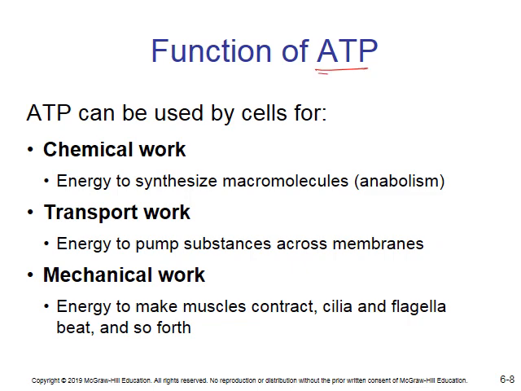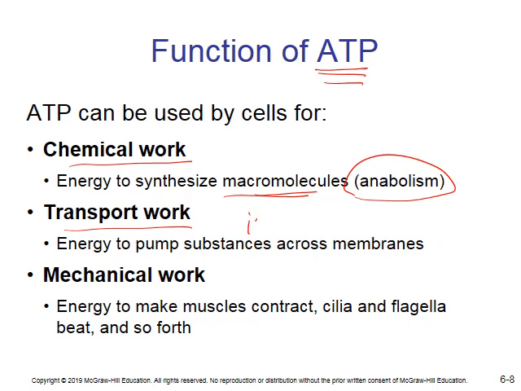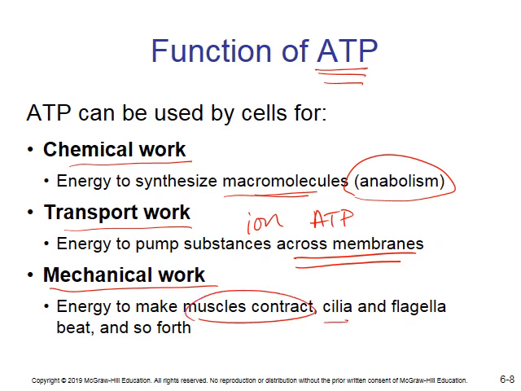Some examples of what we can use ATP for. So we can use it to do chemical work, basically to put molecules together, to synthesize macromolecules. We can use it to do transportation work. If we want to pump an ion across a membrane, we need ATP to do that. We can do mechanical work. So energy to make the muscles contract, to make the cilia, the little hairs on a cell, move, the flagella of the sperm cell. So ATP can do chemical work, transport work, and mechanical work.